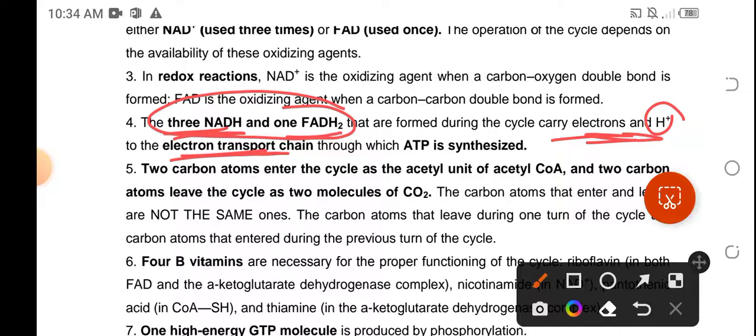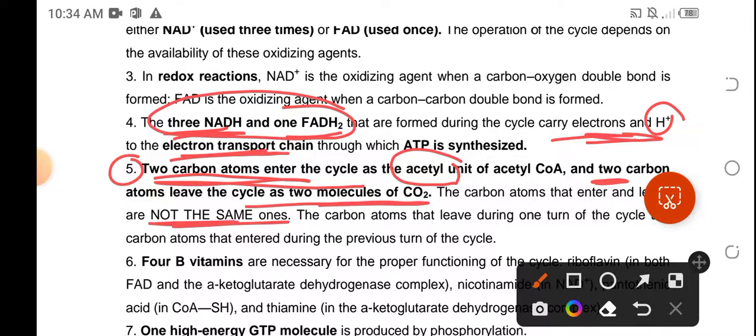Now, number 5, the two carbon atoms that enter the cycle, which is a part of the acetyl unit of the acetyl-CoA, and the two carbon atoms that leaves as a two molecules of carbon dioxide, okay? So, pero hindi sila yon, are not the same. They are not the same.